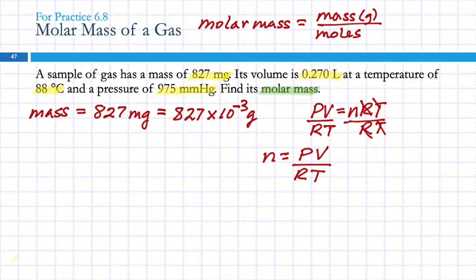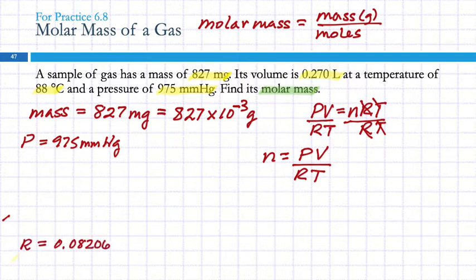So we are given a pressure. It says the pressure is 975 millimeters of mercury. Is that a good unit for the ideal gas law? No, it's not. We need atmospheres, right? Because R is 0.08206 liters times atmospheres divided by moles times Kelvin. So these are the units we have to have on the other things. So we need to convert that to atmospheres.